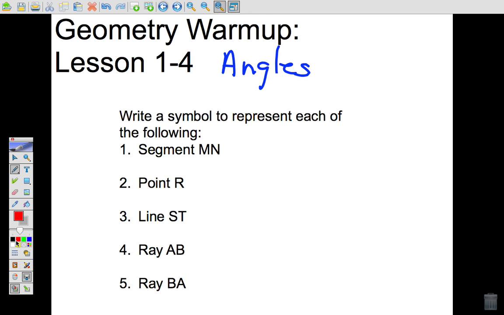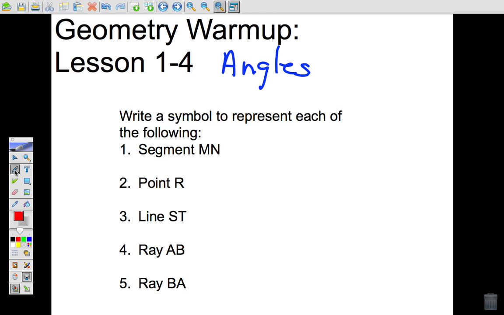In the following, it says, write a symbol to represent each type of the following. I want you to include this in your notes also. So make sure you've got 1, 2, 3, 4, 5 written down along with what it says there. Now, in the first one, it says segment MN. How would I write this using proper notation or symbols? Well, I would write MN.